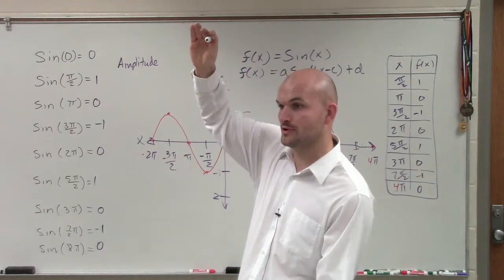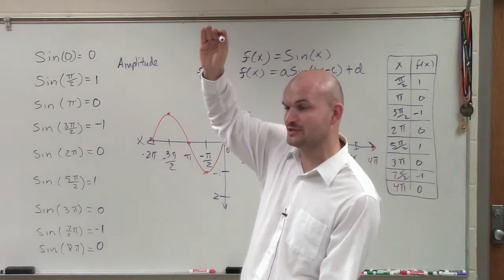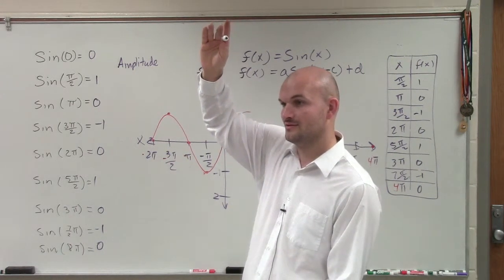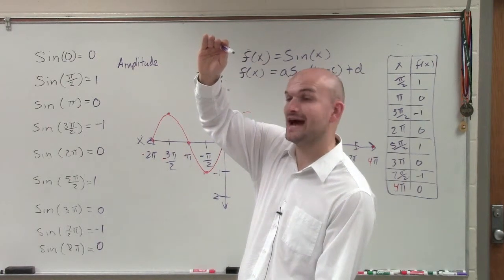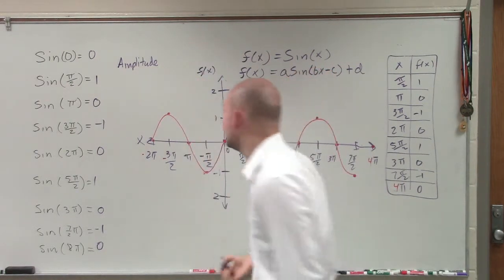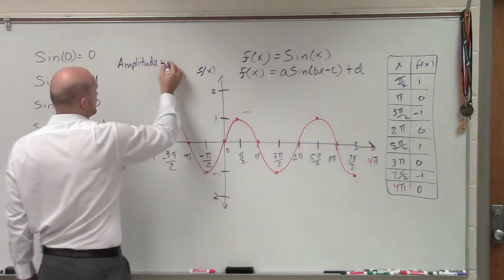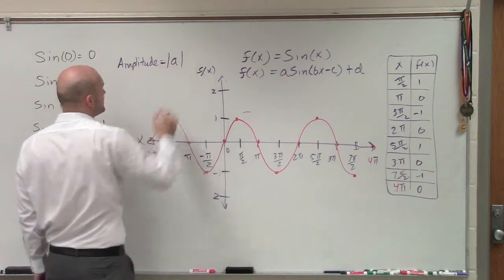Highest point is 1, lowest point is negative 1. So the half distance between those two points is? What is the distance between 1 and negative 1? 2. What's the half distance of that? 1. Very good. So to find amplitude, what we do is we take the absolute value of A.